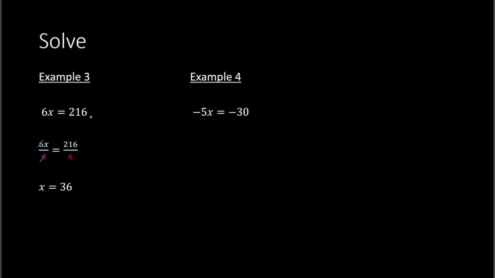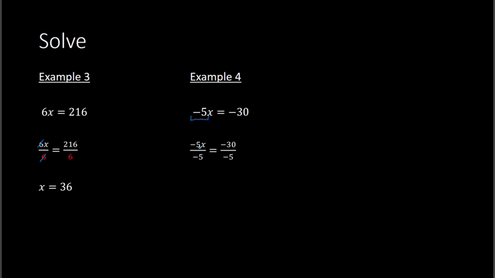Here is another example. Here we have negative 5x equals negative 30. Be careful with this one, because negative 5 is just one number. We're not subtracting 5 from x. It's multiplying negative 5 by x. So we are multiplying here. And so to get rid of this negative 5 that we have multiplied, we do the inverse operation, which is divide. So I divide the left side and the right side by negative 5.